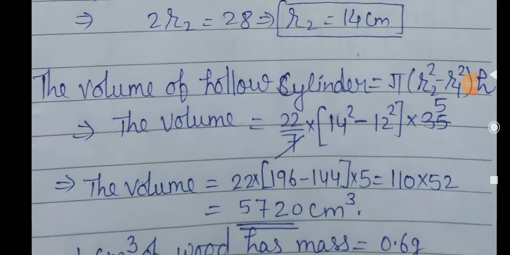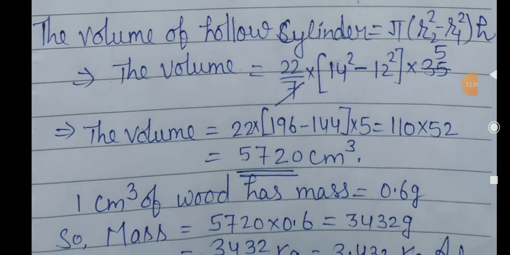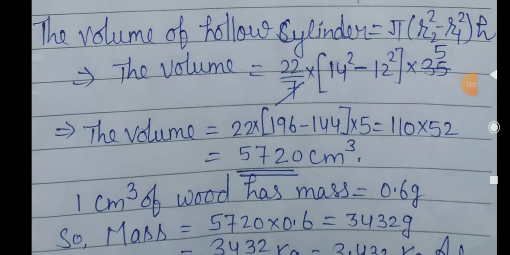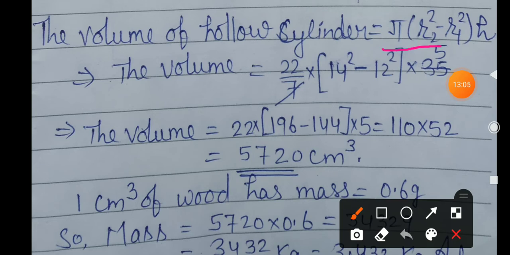Okay, so how to find the volume of a hollow cylinder? This is your formula. You have to write it in your notebook. This is also important from the point of view of your exam, so you have to write this formula in your notebook also. So volume of a hollow cylinder is pi bracket R2 square minus R1 square into H. What is the value of R2? R2 is the outer radius and R1 is the inner radius.